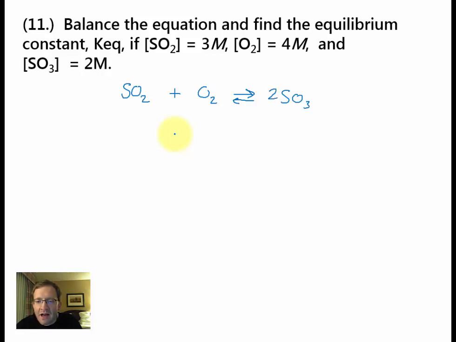That gives us 6 oxygens. And on the other side, to get 2 sulfurs, I would put a 2 here, and that gives me 6 oxygens, 4 here and 2. So to balance this, the coefficients go 2, 1, 2.